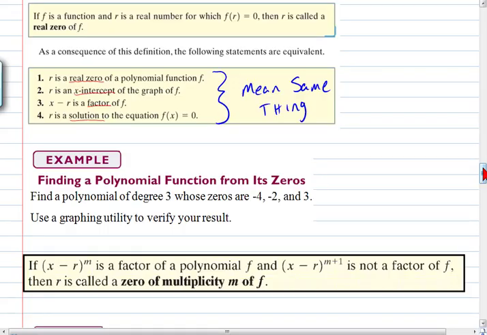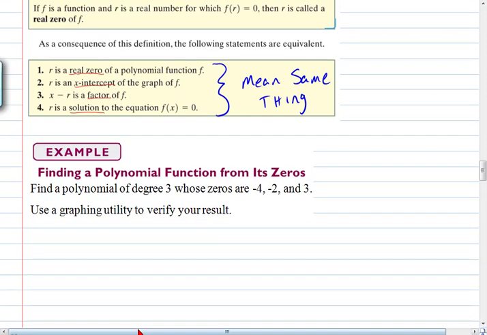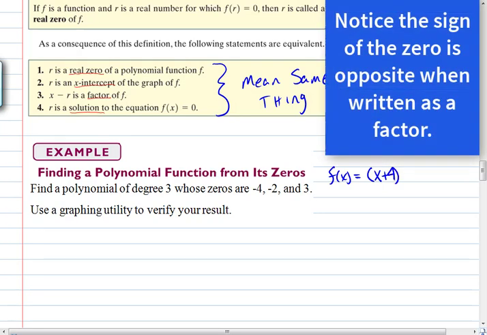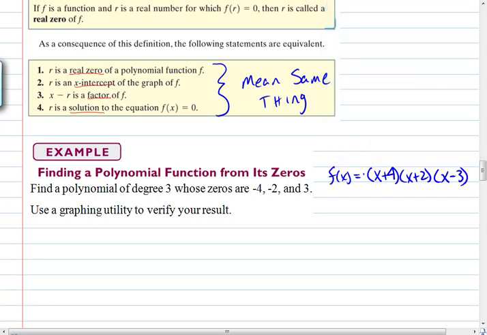Example, finding a polynomial function from its zeros. Find a polynomial of degree 3 whose zeros are negative 4, negative 2, and 3. Based on what we just read, what does this mean if I were to write this out in function notation? It means I could write this as f of x equals (x plus 4) times (x plus 2) times (x minus 3). That's another way of writing this out. We could be off by a constant if there were a stretch there. And if they told us a y-intercept, we could actually plug in a 0 for x and a number for f of x for our y-intercept and solve this for a.